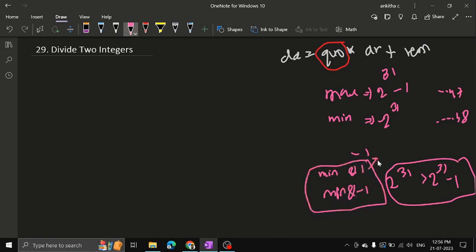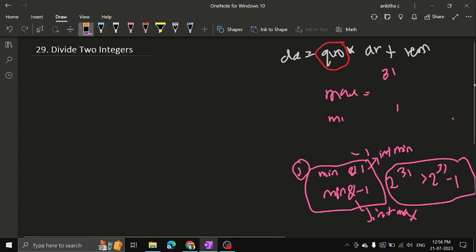So in this case, we have to return int minimum only. Here if it is -1, then this is out of range. So in such case, we have to return int max only. You cannot return 2 power 31. You have to return 2 power 31 minus 1 since it's out of bound. Overflow occurring, return int max. So this is the first case which we need to handle.